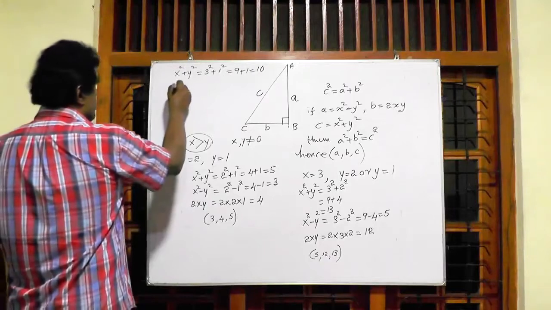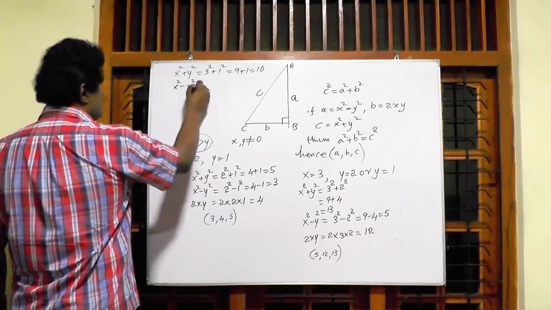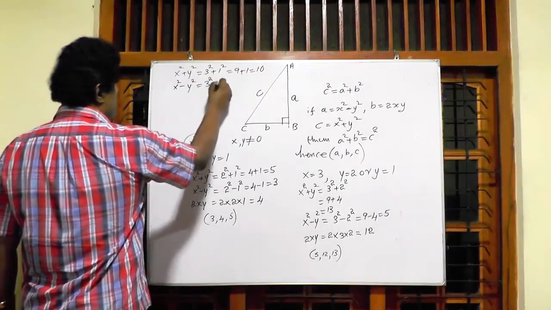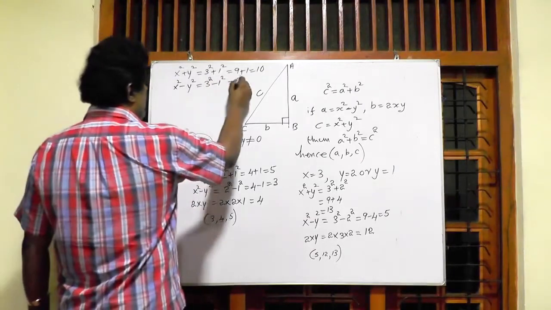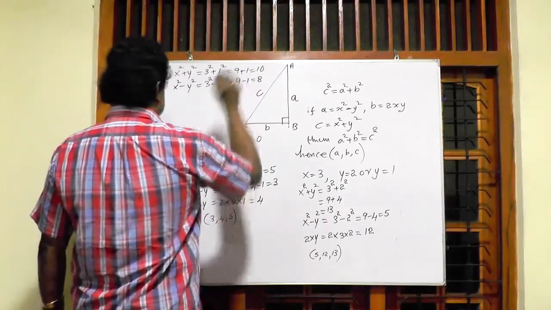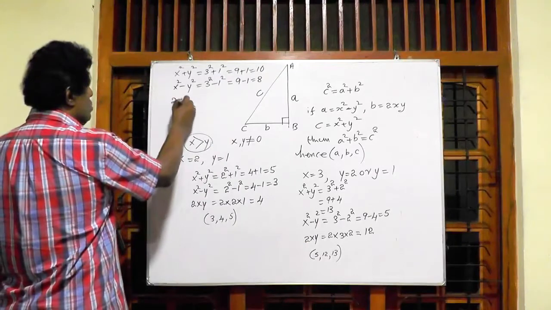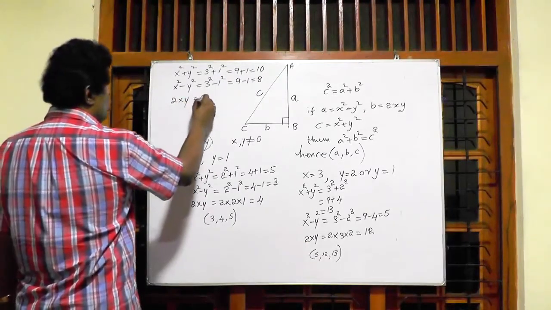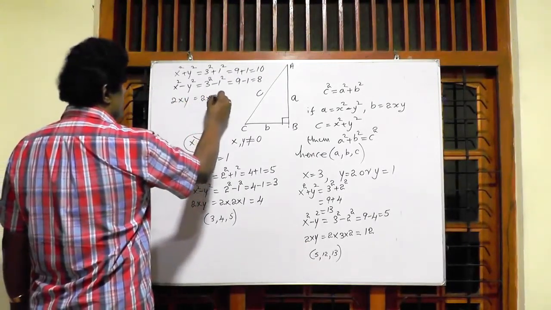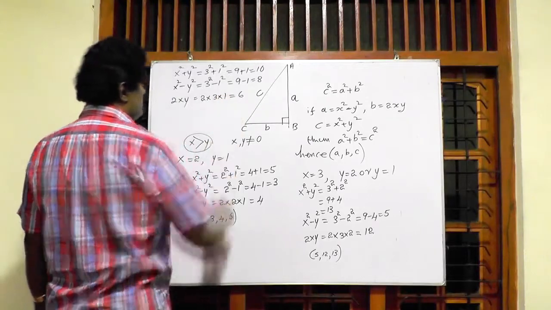Then what is the value of x squared minus y squared? That is 3 squared minus 1 squared, then 9 minus 1, that's equal to 8. Then what is the value of 2xy? 2 times 3 times 1 is 6.